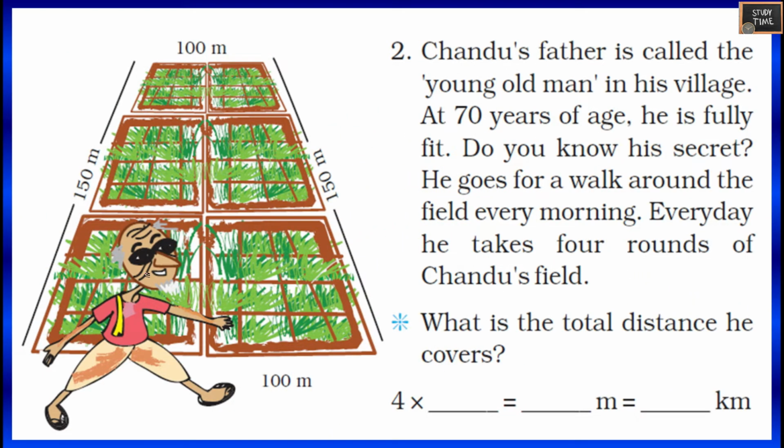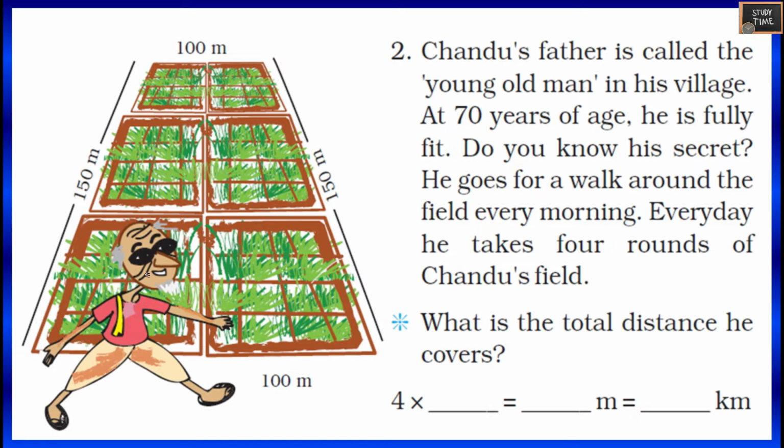Next, Chandu's father is called the young old man in his village. At 70 years of age, he is fully fit. Do you know his secret? He goes for a walk around the field every morning. Every day he takes 4 rounds of Chandu's field. What is the total distance he covers?